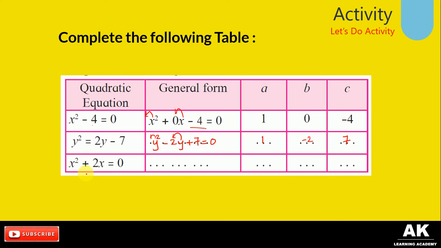X square plus 2x is equal to 0. I write this as x square plus 2x. The constant term is missing, that's why I write plus 0 is equal to 0. So what is the coefficient of x square? It is 1. The coefficient of x is 2 and the constant term is given as 0.